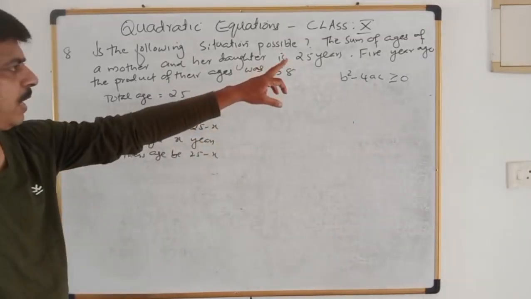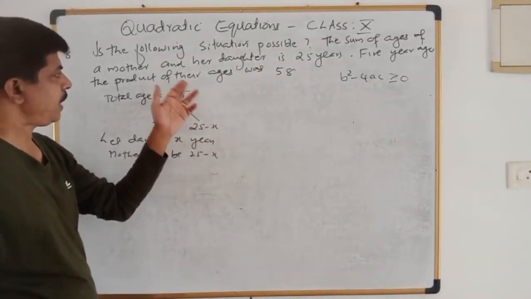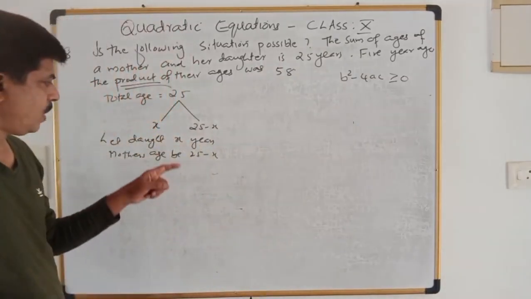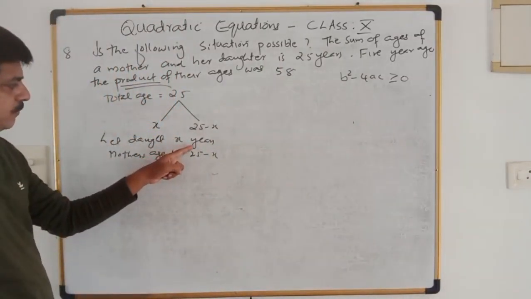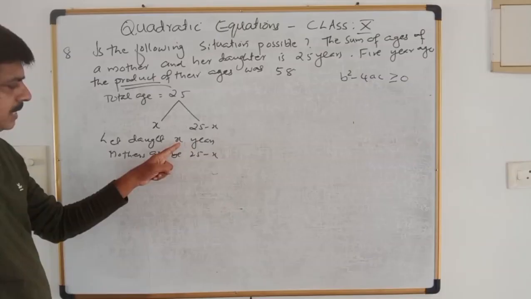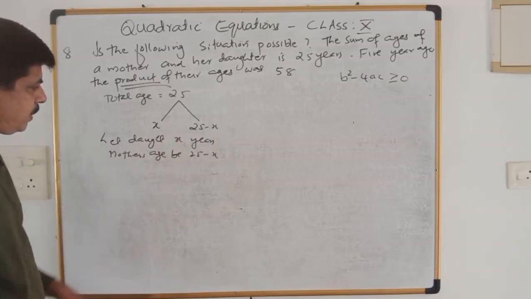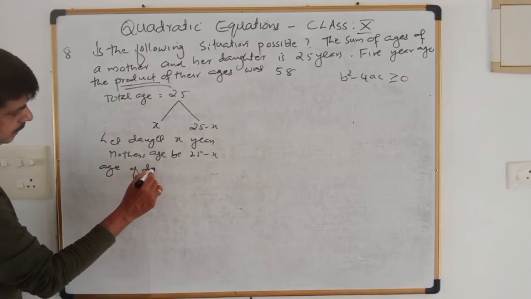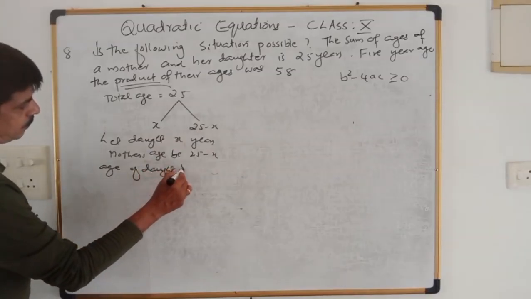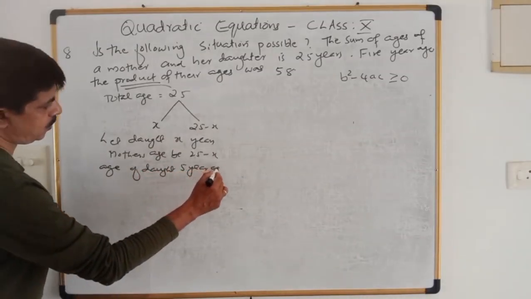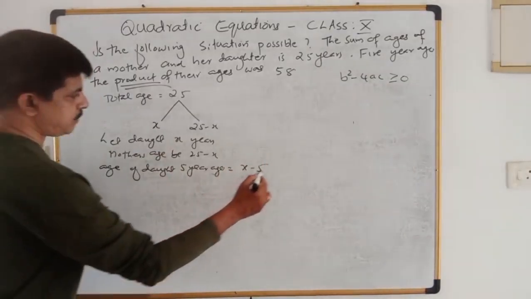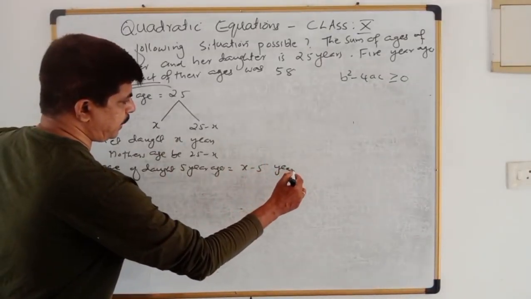Anyway, 5 years ago, we have to find the product of the ages 5 years ago. What was the daughter's age 5 years ago? Age of daughter 5 years ago: 5 will be subtracted, so x minus 5 years.